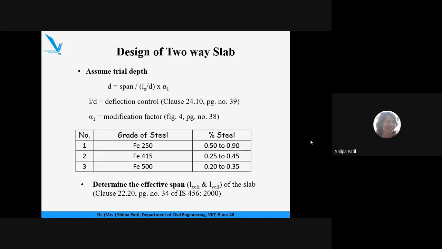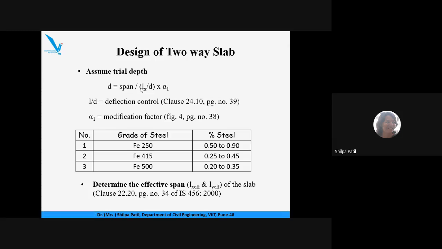First step is assuming the trial depth. The formula is the same: span divided by L by D ratio into alpha x. Now this L by D, again we have to consider Lx and Ly separately. So there will be two depth values, dx as well as dy. We have to calculate two depth values, dx and dy, because there are two spans. And for both these spans, we are designing the steel, okay?